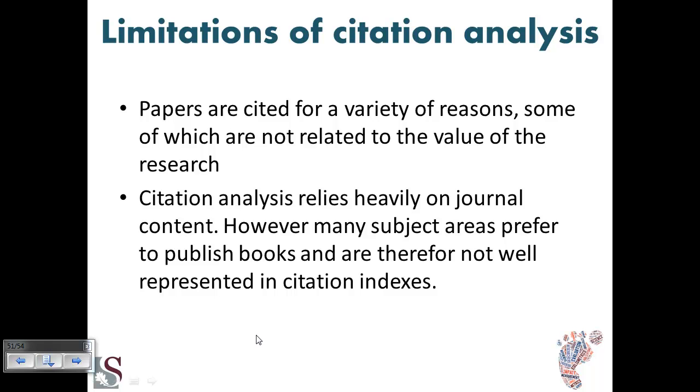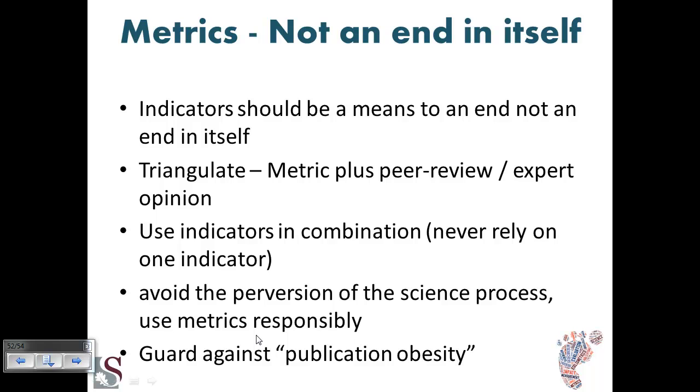Good, and then metrics, just to end off. There are also issues related to the use of metrics for evaluating research performance. The indicators should be a means to an end and not an end in itself. Triangulate. Use metrics in combination with peer review and expert opinion, and use indicators in a combination and not only on their own. Never rely on only one indicator, because then it could be a bit of a skewed look.